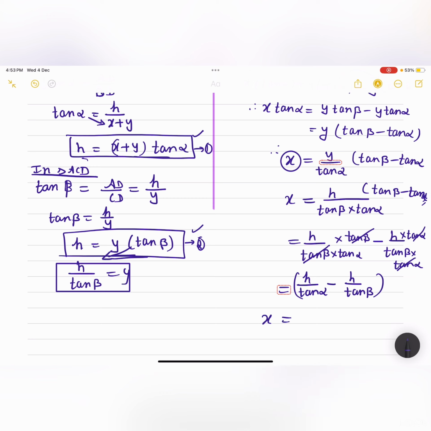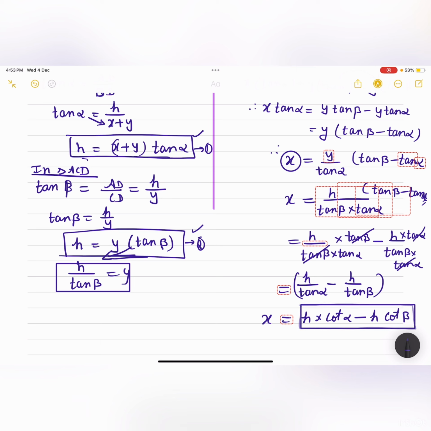Now we can still simplify this further. How do we do this? h into 1 by tan alpha can be written as h cot alpha, minus h into 1 by tan beta can be written as h cot beta, because cot alpha and cot beta are the reciprocals of tan alpha and tan beta respectively. So x is equal to, taking the common factor h, h into cot alpha minus cot beta.